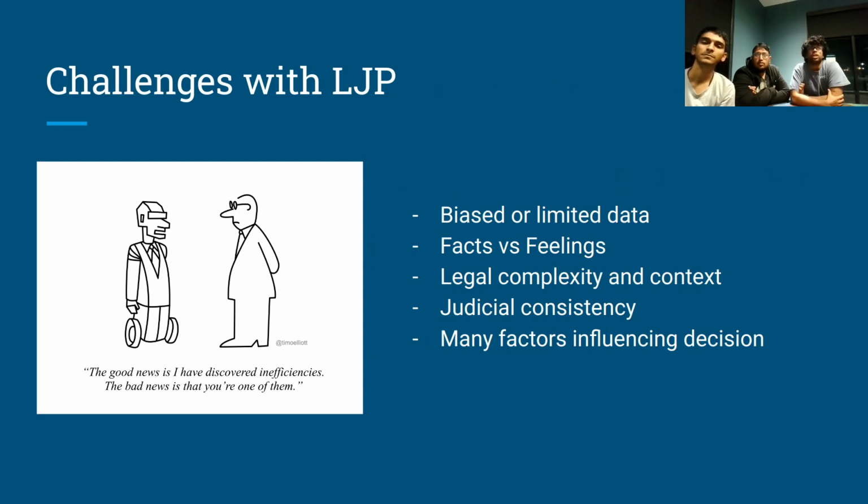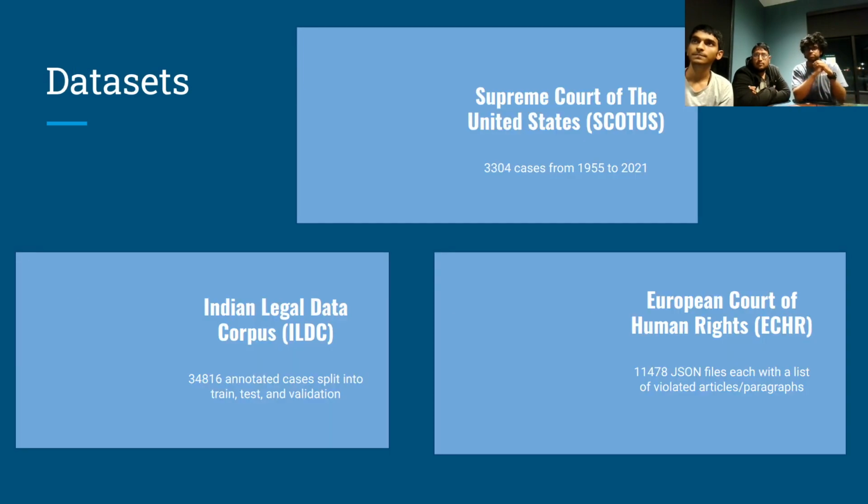So there are multiple challenges with legal judgment prediction. The data that we get publicly from these courts could be biased or limited, and usually AI does not consider feelings that are subjective to human lawyers or judges. Usually legal data is very messy and complex and requires a lot of context to be usable, and judges may not be consistent with their decisions across time periods or across countries, and there are more factors influencing decisions other than just the facts of the case.